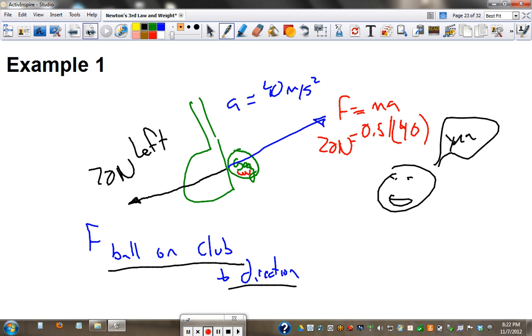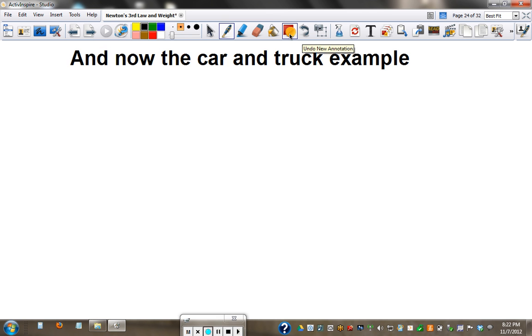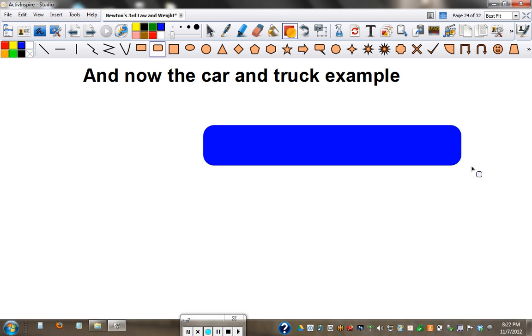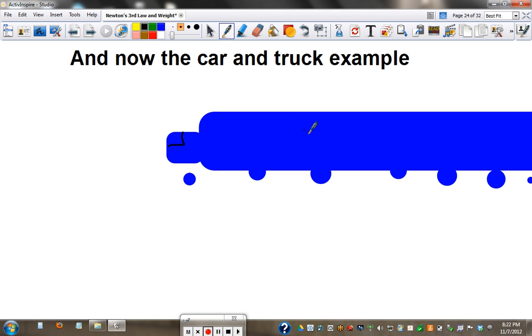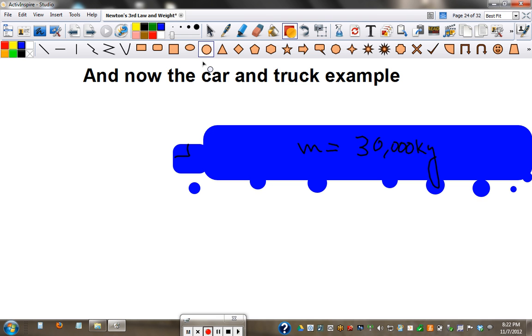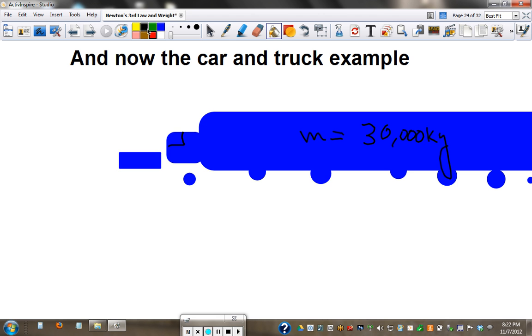Okay, let's step it up. What about the truck and the car? In the video, we had a gigantic truck. Wheels. Lots of wheels. And then we'll say the mass is 30,000 kilograms because it's got a big toe. Hits a normal car.